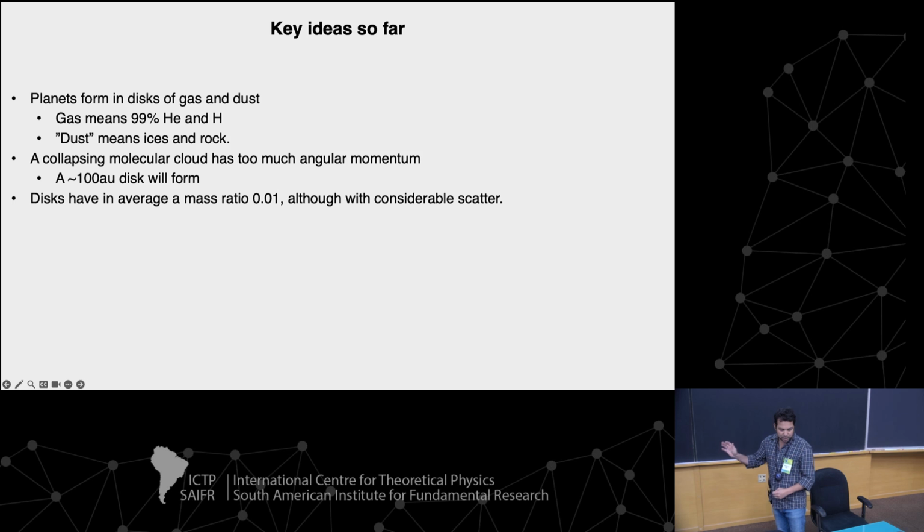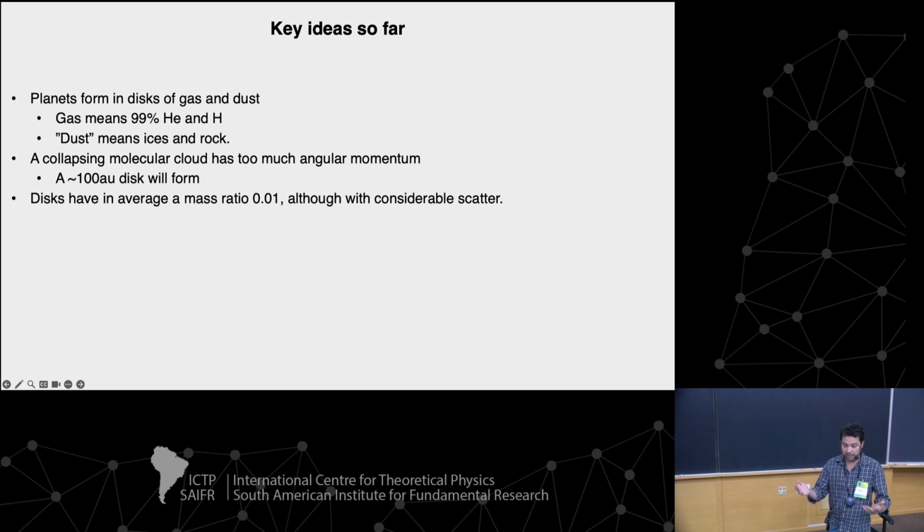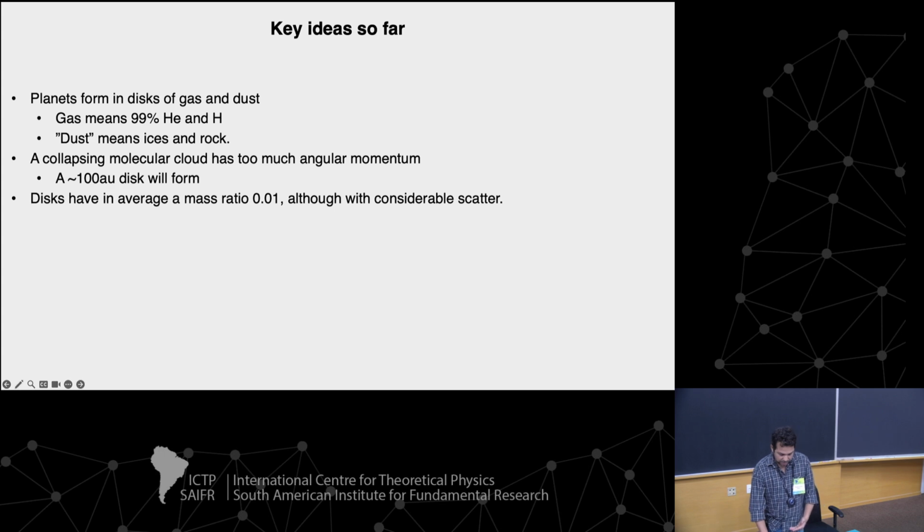So last time we talked about the fact that the planets form in disks of gas and dust, right? The gas is hydrogen and helium, like pretty much everything in the universe, and the dust means ice and rock. And then we saw that a collapsing molecular cloud will have too much angular momentum, so it will have to settle into a disk, and that's why the planets are formed in this disk.